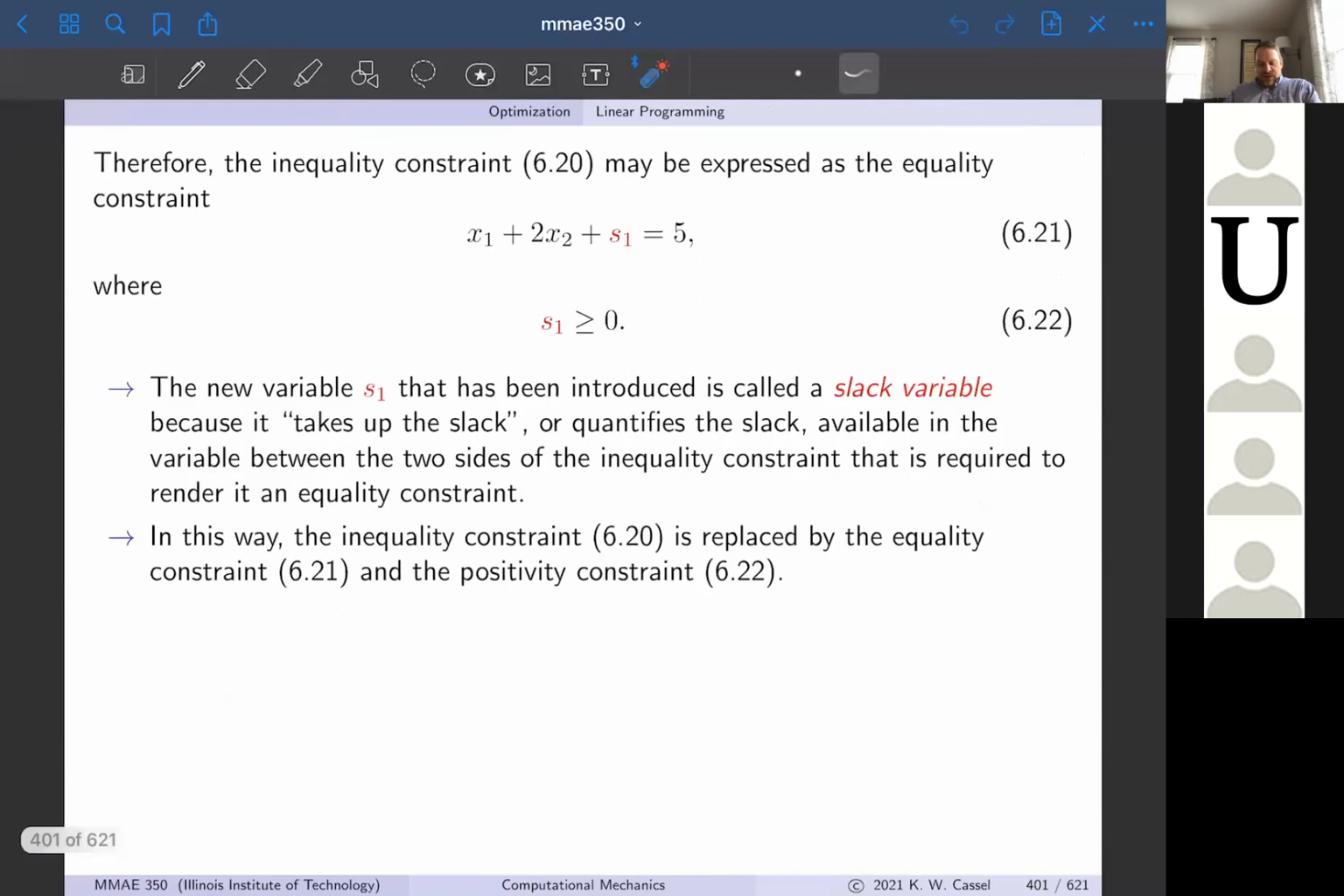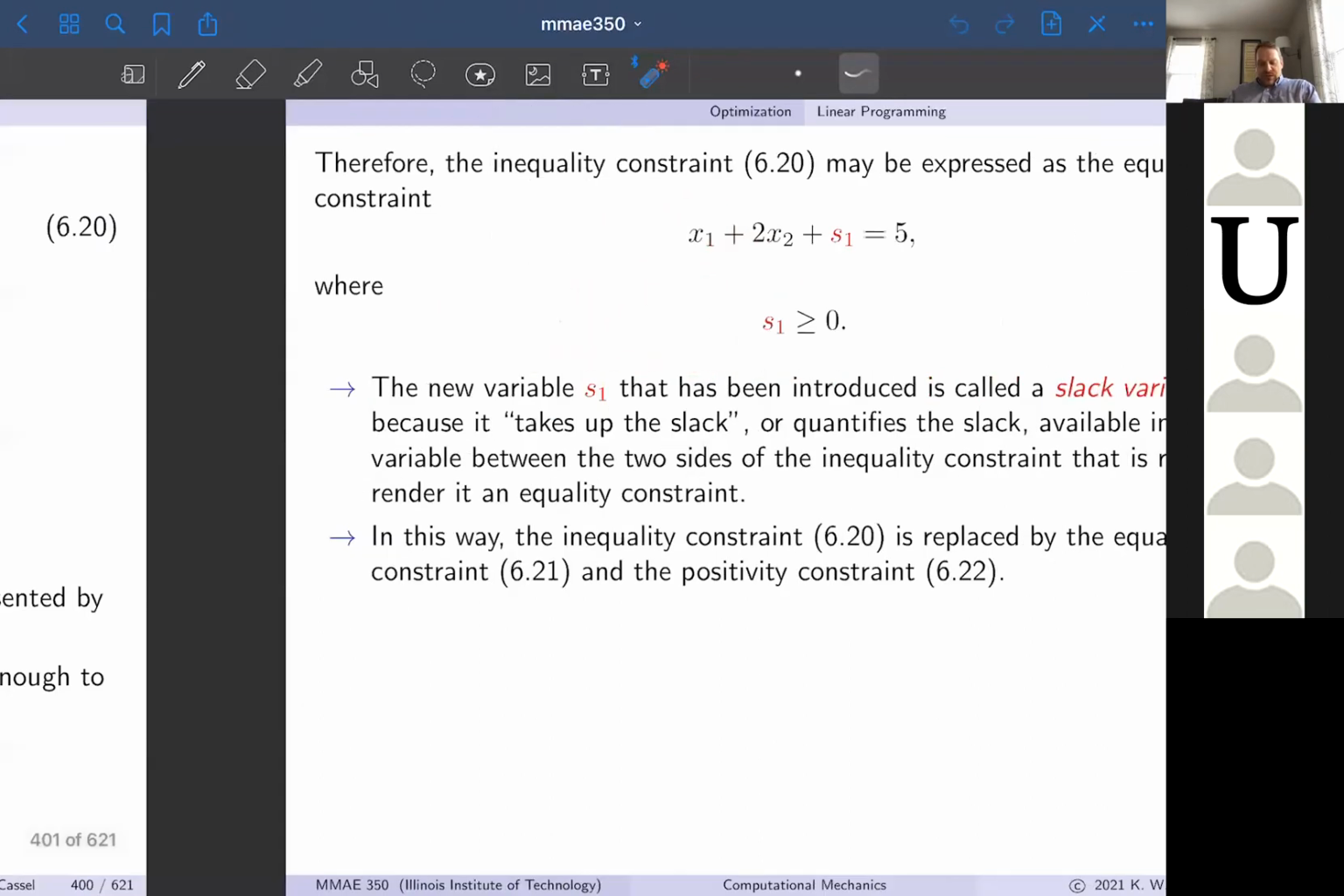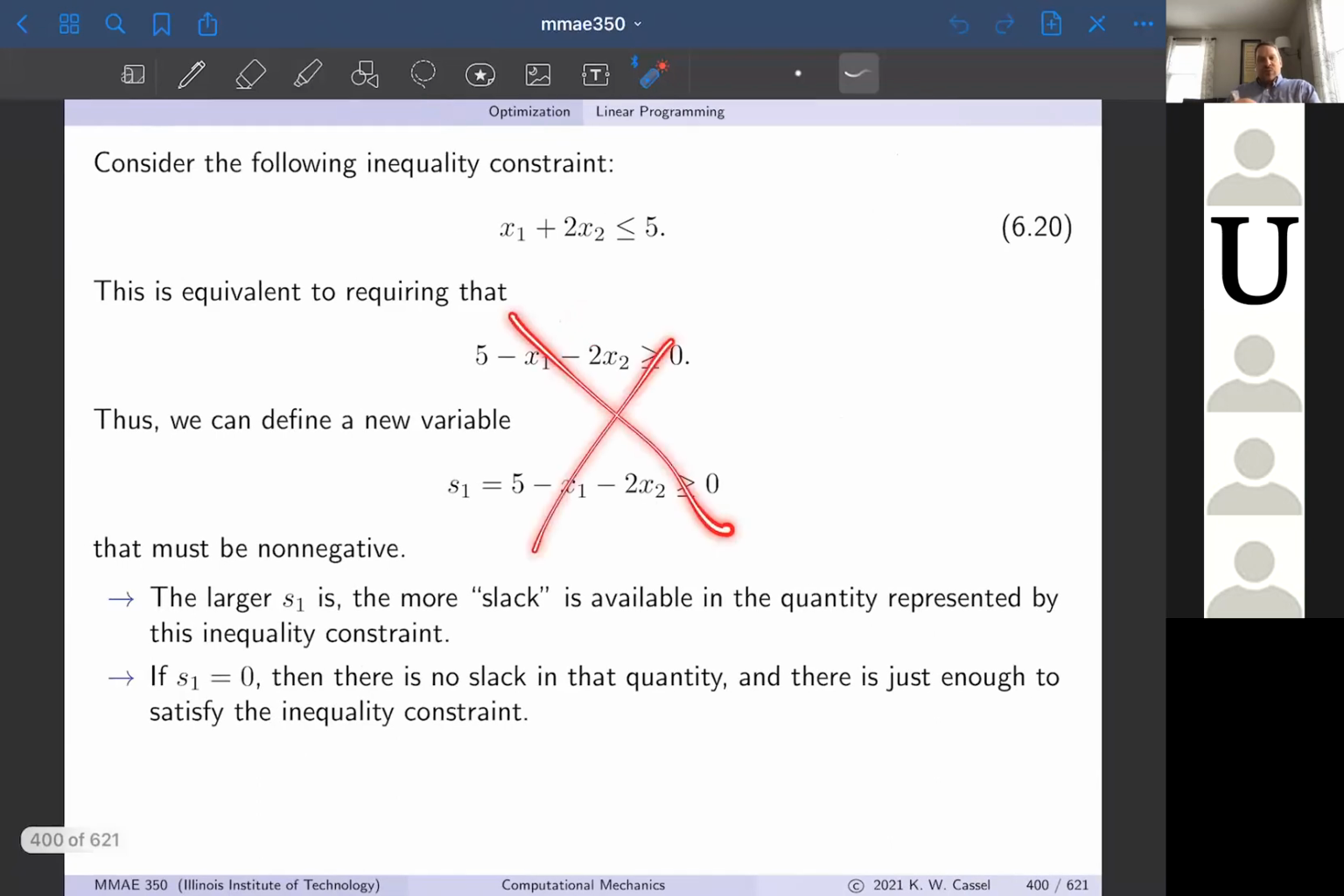So that's what we have here in 6.21. So x1 plus 2x2 plus s1 is equal to 5. And then s1 is just the difference between x1 plus 2x2 and 5, as we expressed on the previous slide. And then finally, we just have the additional positivity constraint that s has to be non-negative. So s1 is greater than or equal to 0. So that's it. So you can ignore all this in terms of actually doing it.